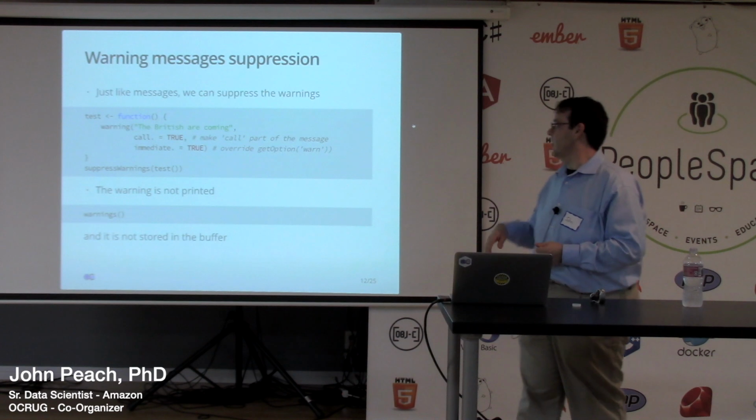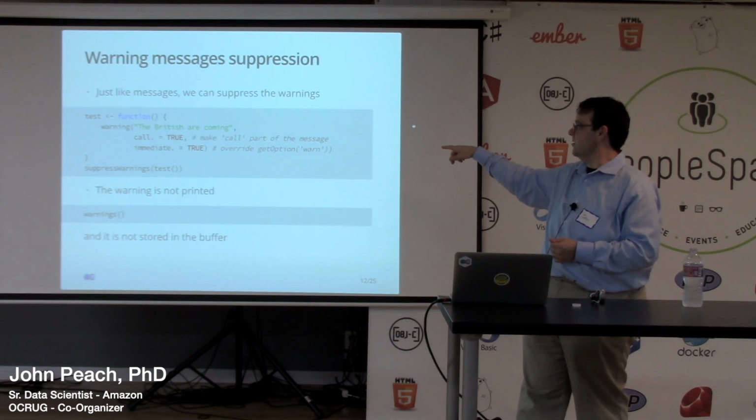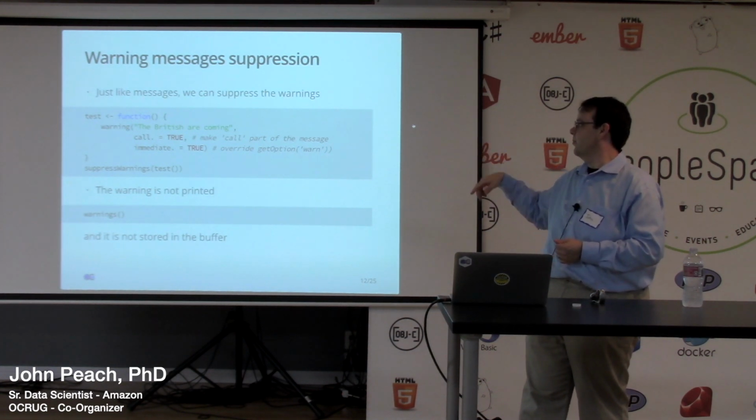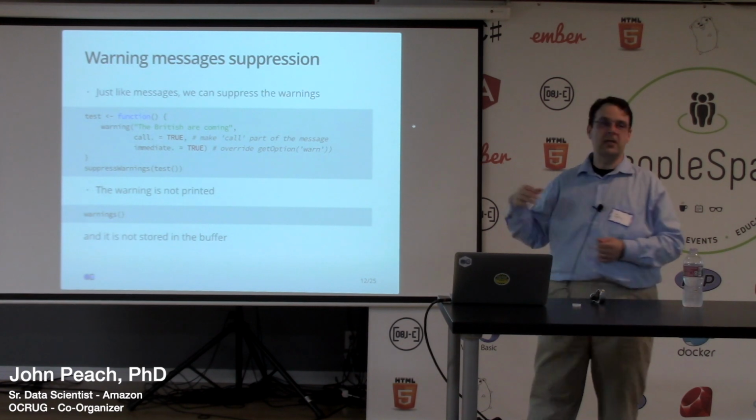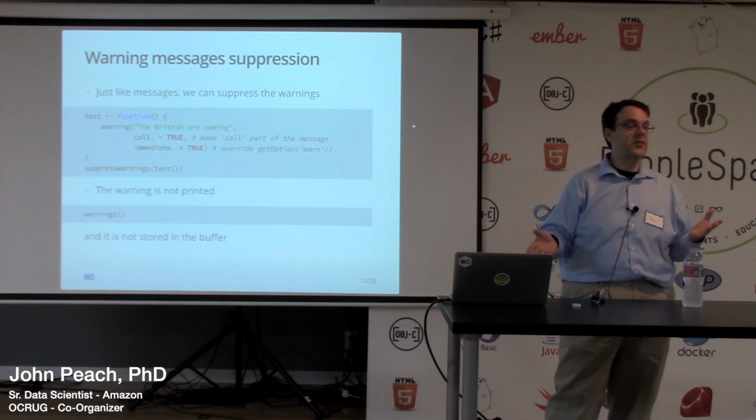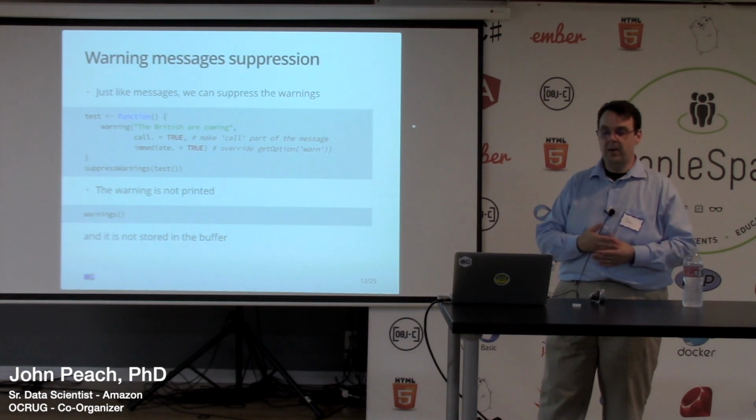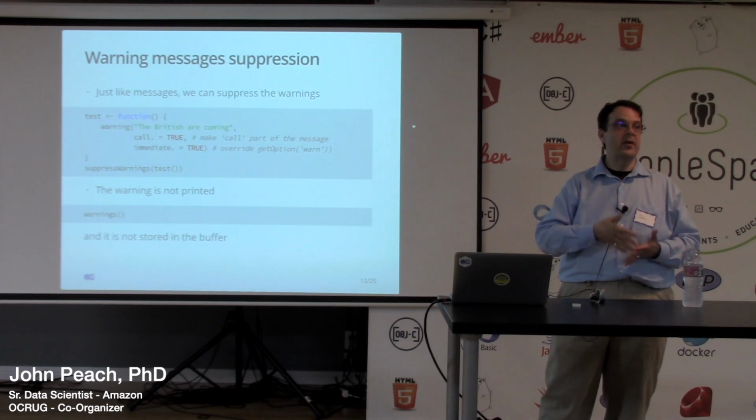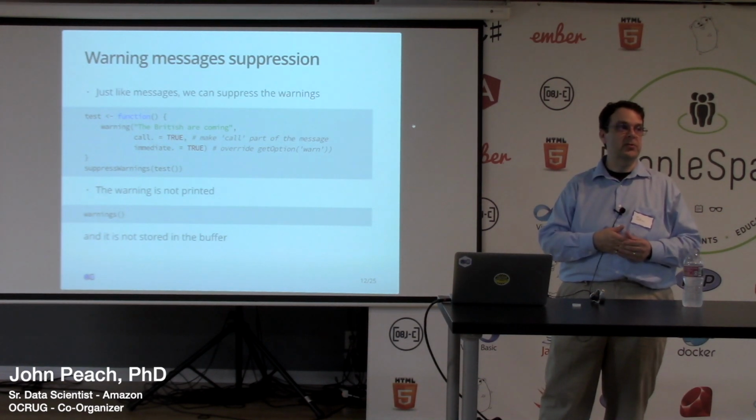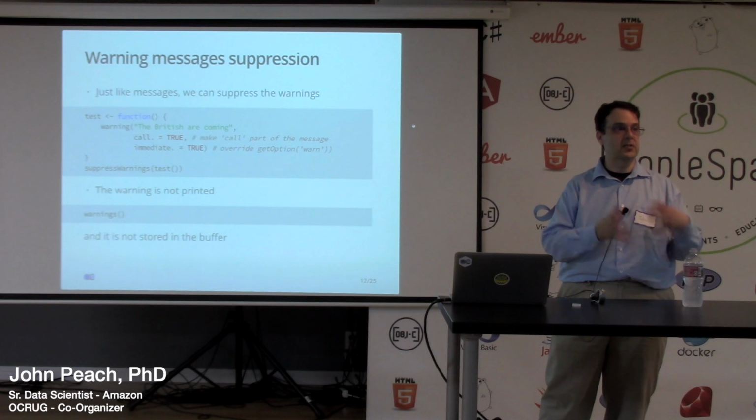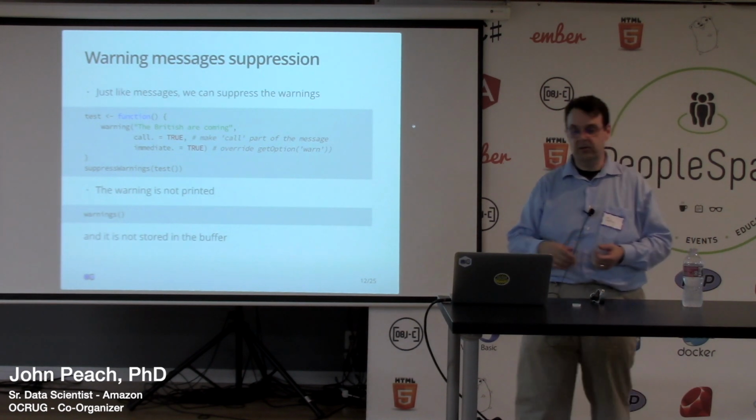So here I'm running the code, I'm running test, which should be printing a warning about the British are coming, and what you end up seeing is that nothing is printed to the screen, nothing goes to standard error, and there is nothing in the warnings buffer either, so it completely turns that off. It doesn't just suppress the printing, it suppresses the fact that that warning ever got called.